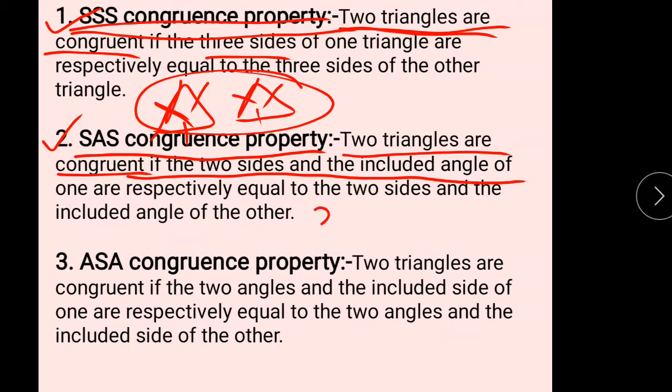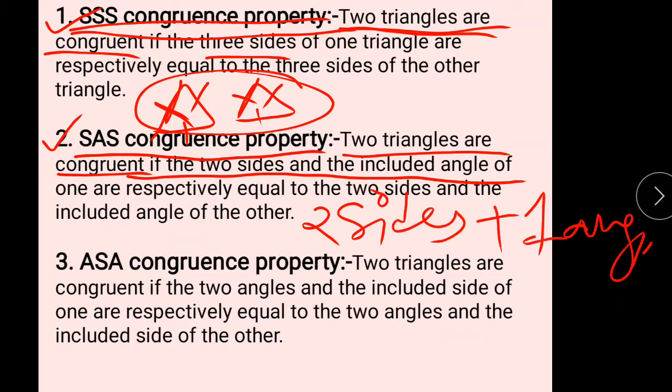So there are two sides plus one angle, right? In SSS congruency, all three sides are equal, no angles are involved, so that's why the name is SSS congruency. And in this case it is SAS because in two triangles, two sides are equal, and one angle is also equal in them. So this is your SAS congruency.